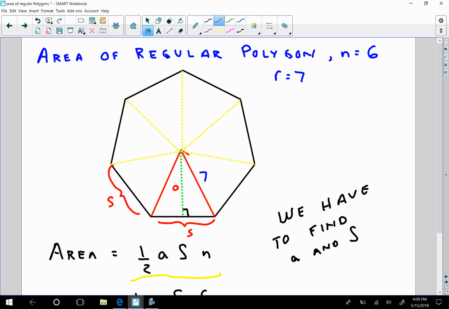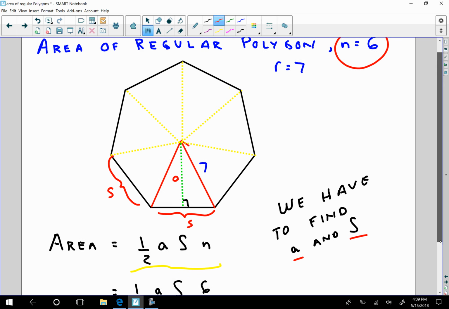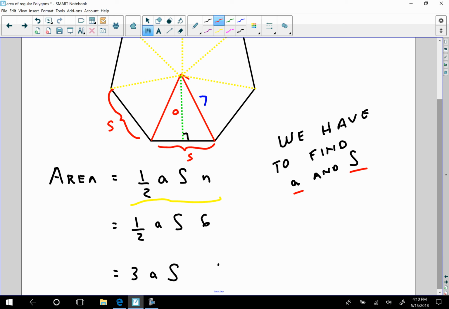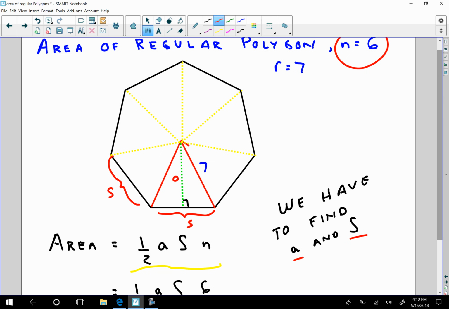And all I know is, I'm not given A, nor am I given S. All I'm given is the fact that n is equal to 6. So I'm going to go ahead and put 6 into this formula. So the area of this particular regular polygon, which is 6 sides, is going to be 1/2 A times S times 6, because it's 6-sided, and I know that 1/2 times 6 is 3. And so the area is going to be 3AS. So my objective now, let's see if we can find A and S with the given information.